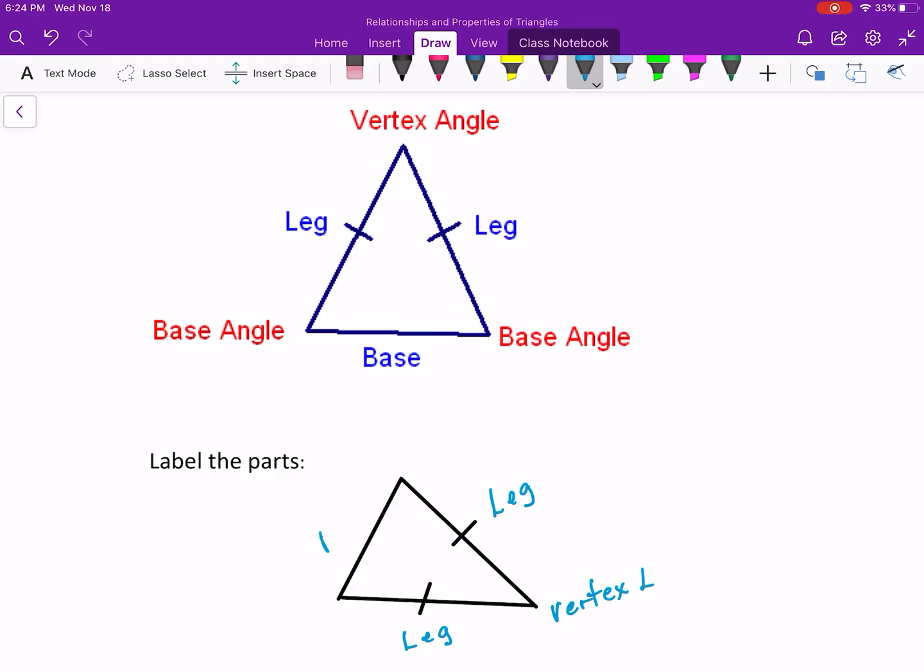And meeting the base is the third side. And the base angles are on either side of it. The reason it's important that we know the terminology is because this terminology is used in the next theorem that we're going to be looking at.